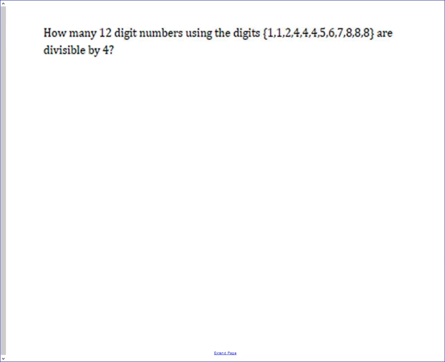Okay, so in this problem we're looking for numbers that are divisible by 4. If we know the divisibility rule for 4, we know that all we have to do is find numbers whose last two digits are divisible by 4. However, there are a lot of possibilities when you're talking about 12 different digits that satisfy this condition.